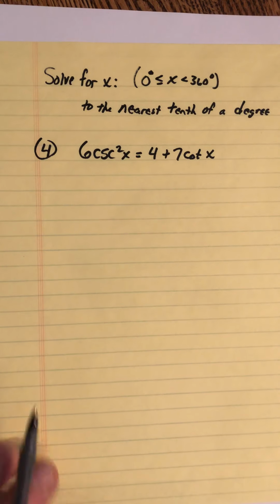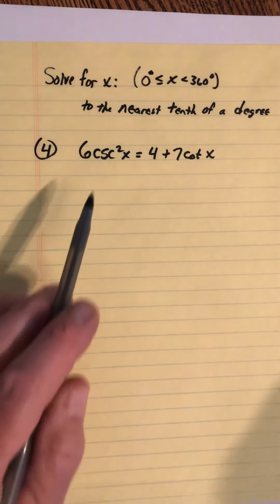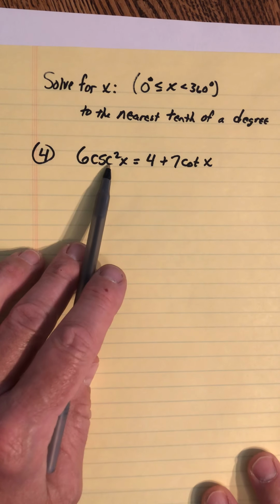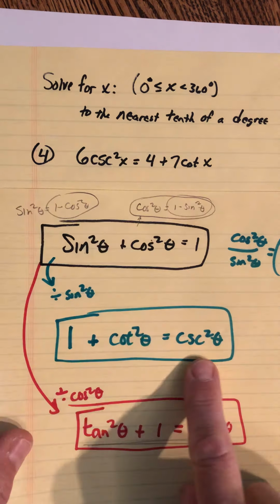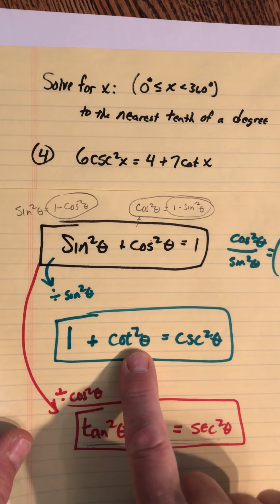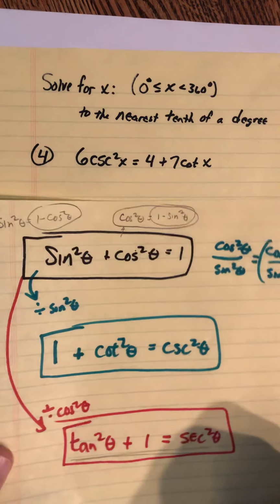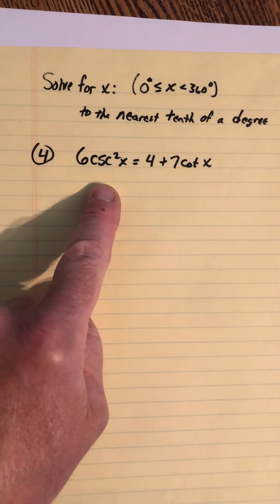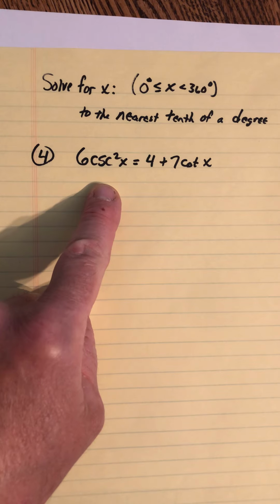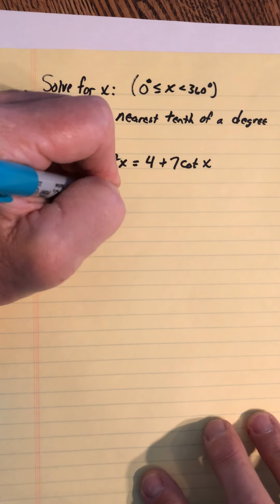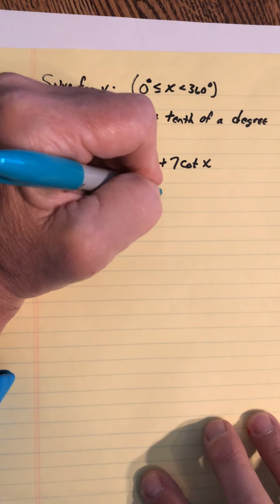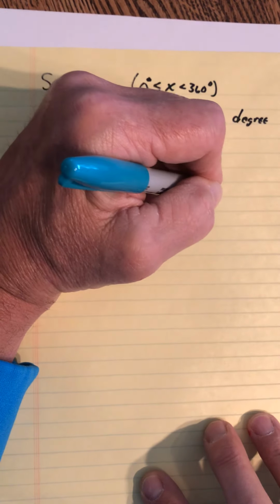Example 4 in your notes, same type of thing. This one has cosecant squared and cotangent. Well, the trig identity that has those involved is the second one, and the cosecant squared is equivalent to 1 plus the cotangent squared. So I can just directly substitute 1 plus the cotangent squared for that cosecant squared. So this will look like 6 times the quantity 1 plus the cotangent squared x, equals 4 plus 7 times the cotangent of x.